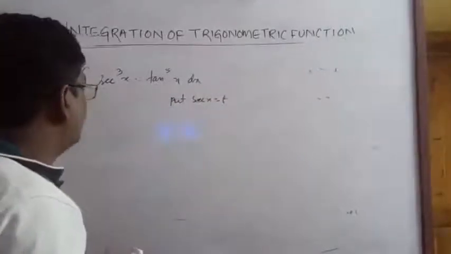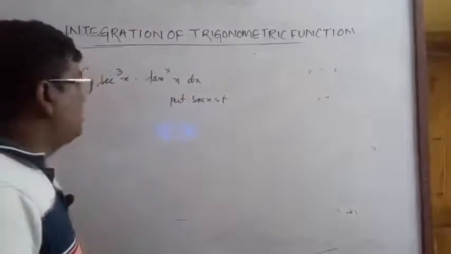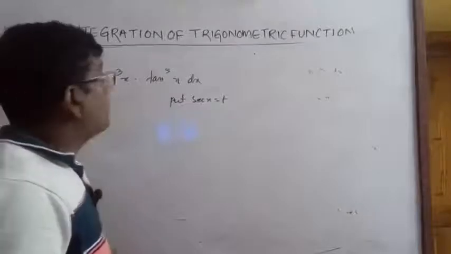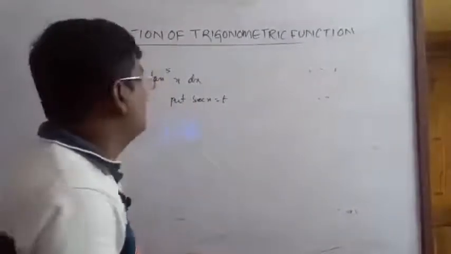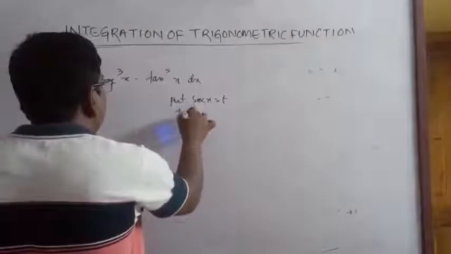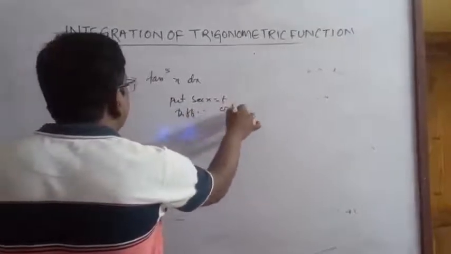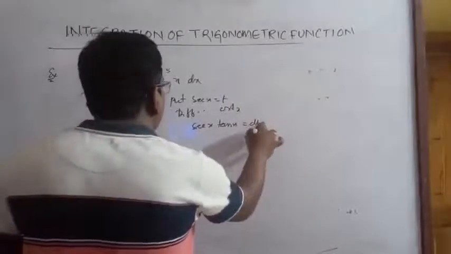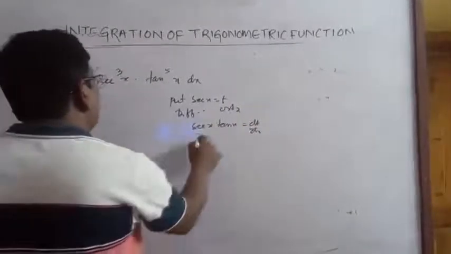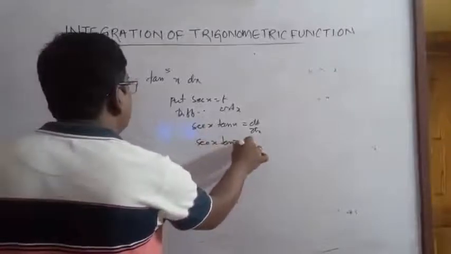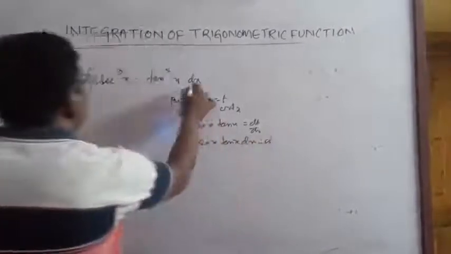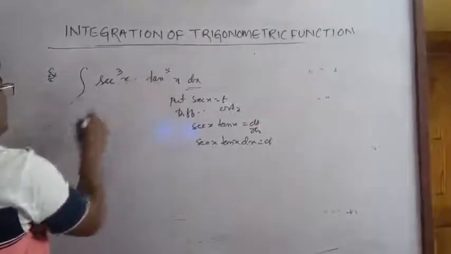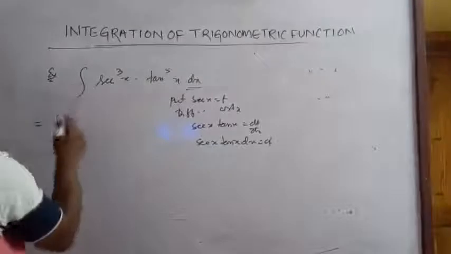If power of sec is even, then put tan x equal to t. If power of sec is odd, and also the power of tan x is odd, then put sec x equal to t. So differentiate with respect to x. So sec x into tan x is equal to dt by dx. Okay, so sec x into tan x dx is equal to dt. Separate one sec and one tan from this and this.